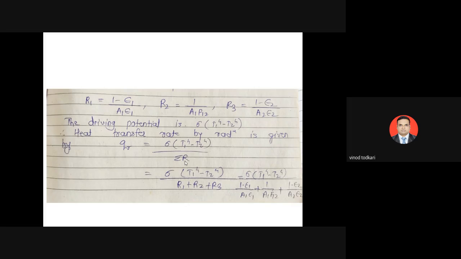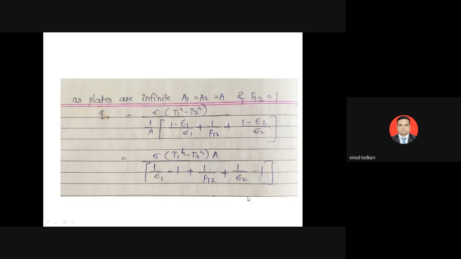Similarly, in thermal circuits, we write heat transfer rate is equal to potential difference divided by thermal resistance. In this case, there are 3 thermal resistances, right? So QR is equal to sigma into bracket T1 raised to 4 minus T2 raised to 4 divided by summation R. Summation R is equal to R1 plus R2 plus R3. What is R1? 1 minus epsilon 1 upon A1 epsilon 1. What is R2? 1 upon A1 F12. What is R3? 1 minus epsilon 2 upon A2 epsilon 2.